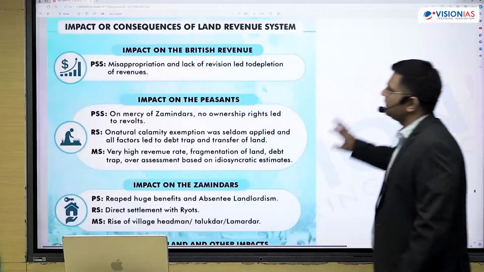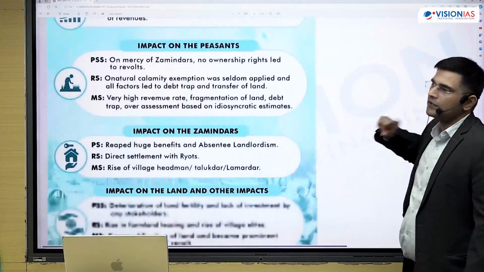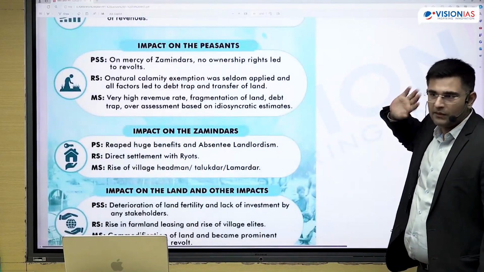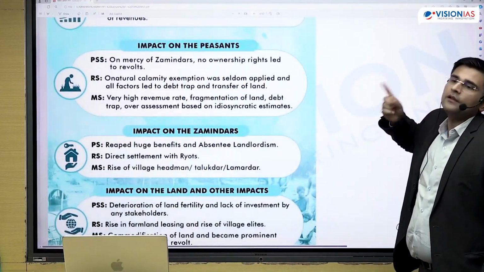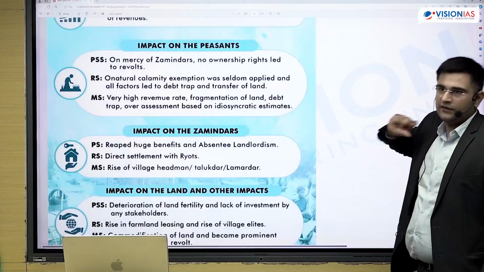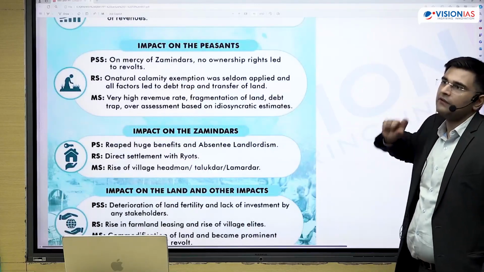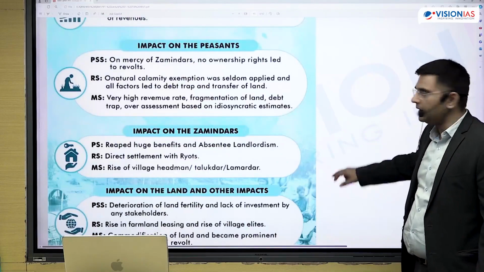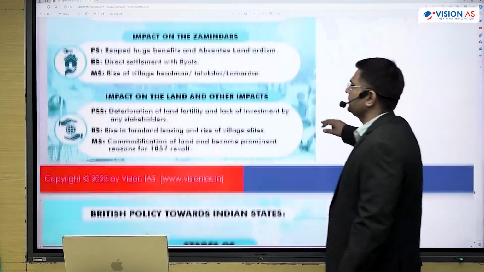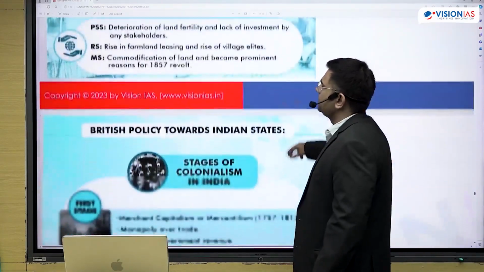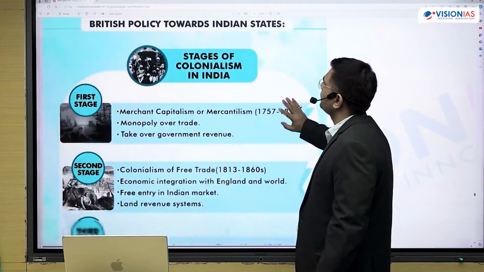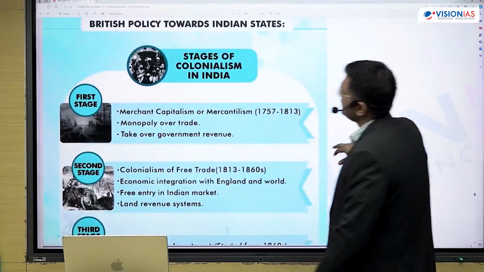Right? So from the perspective of prelims, rights of tenants were not respected in the Permanent Settlement by law, but they were respected in Mahalwari, in those areas of Mahalwari where the Zamindar is owner of land. Right? So legally that protection was there. So that is what is there. Then we come to British policy towards the Indian states.